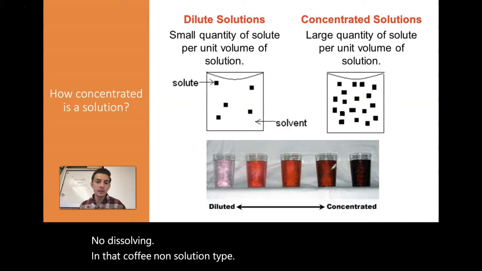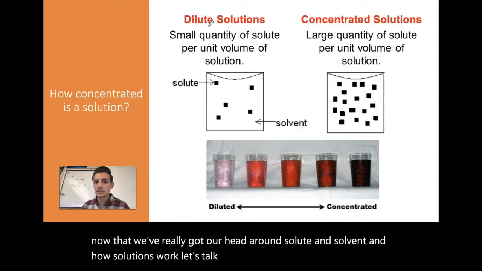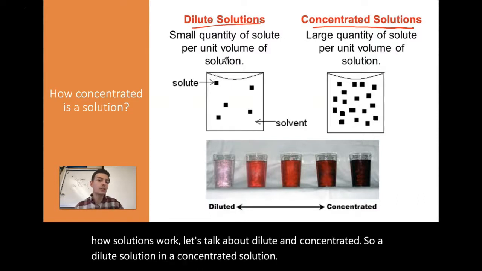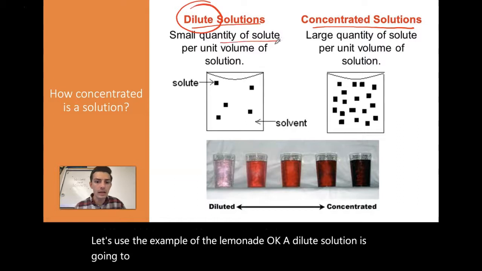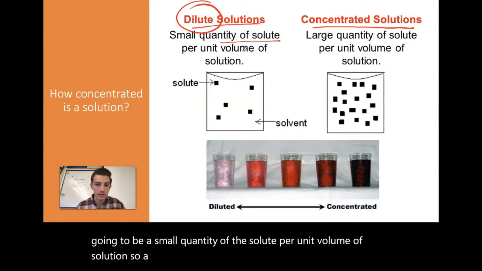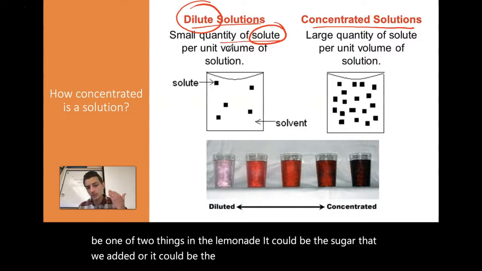So let's talk a little bit about the difference in concentration then. Now that we've really got our head around solute and solvent and how solutions work, let's talk about dilute and concentrated. So a dilute solution and a concentrated solution. Let's use the example of the lemonade. A dilute solution is going to be a small quantity of the solute per unit volume of solution. So a small quantity of solute, in this case, the solute could be one of two things in the lemonade. It could be the sugar that we added, or it could be the lemon juice, which is basically a mixture of a lot of things.